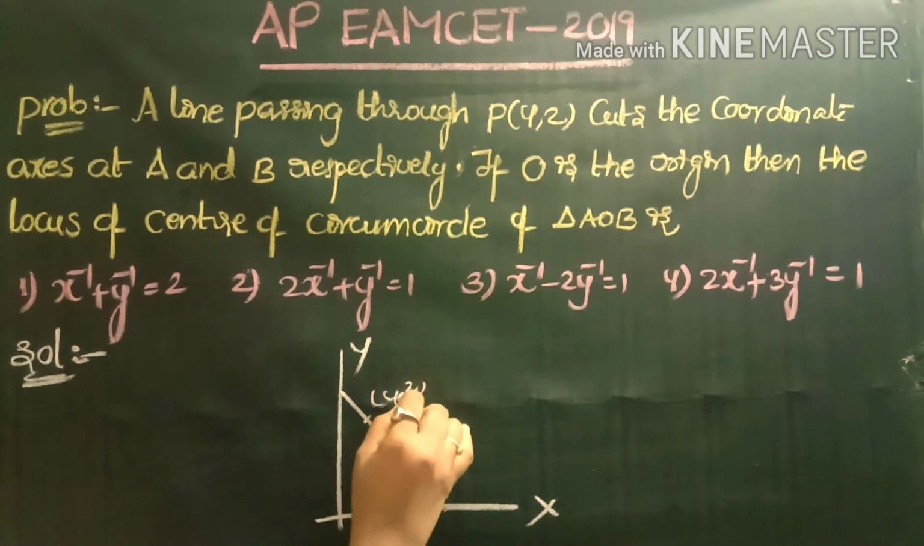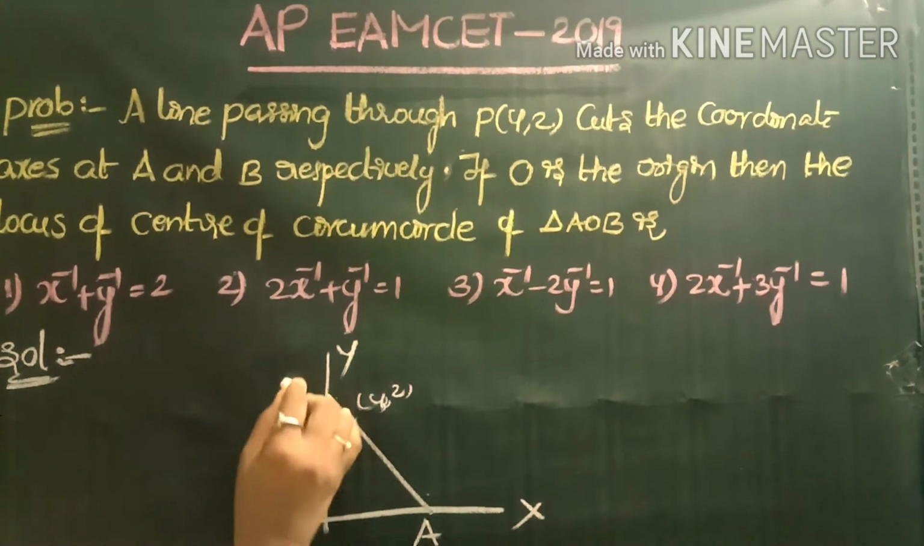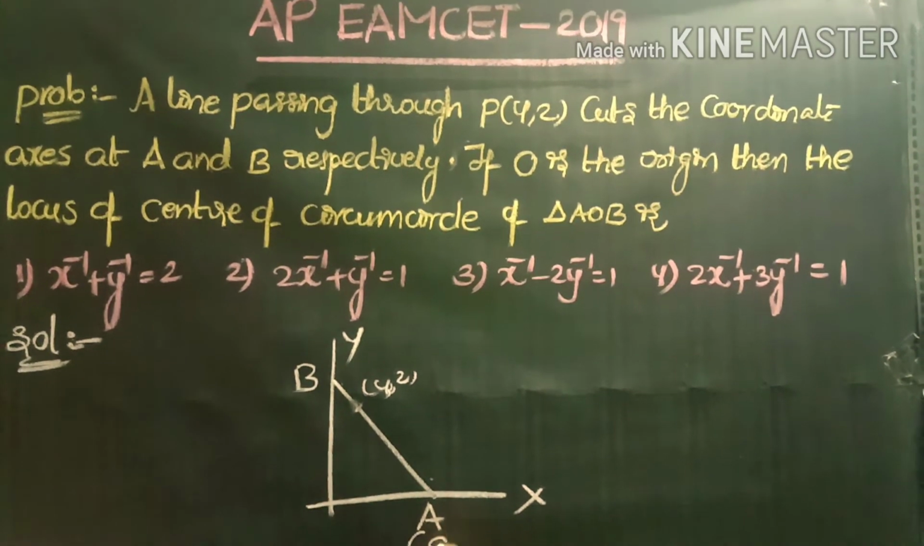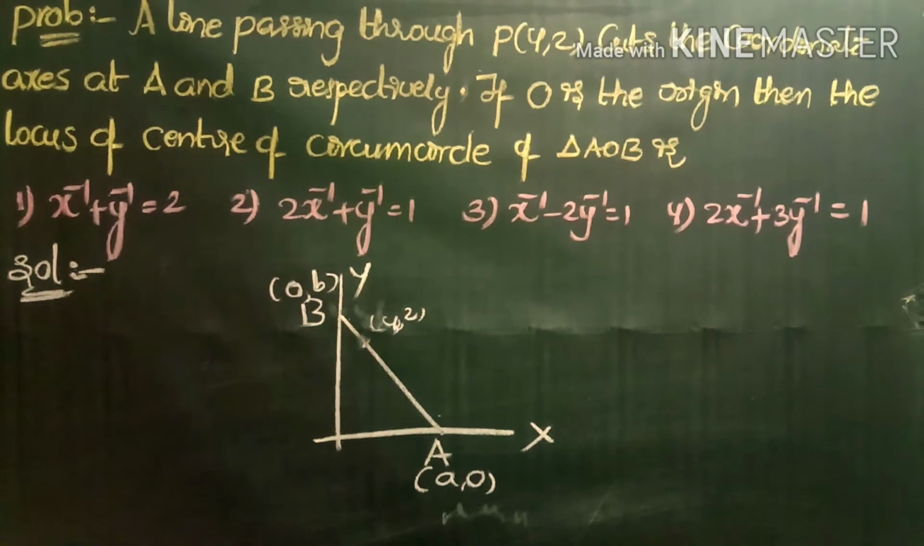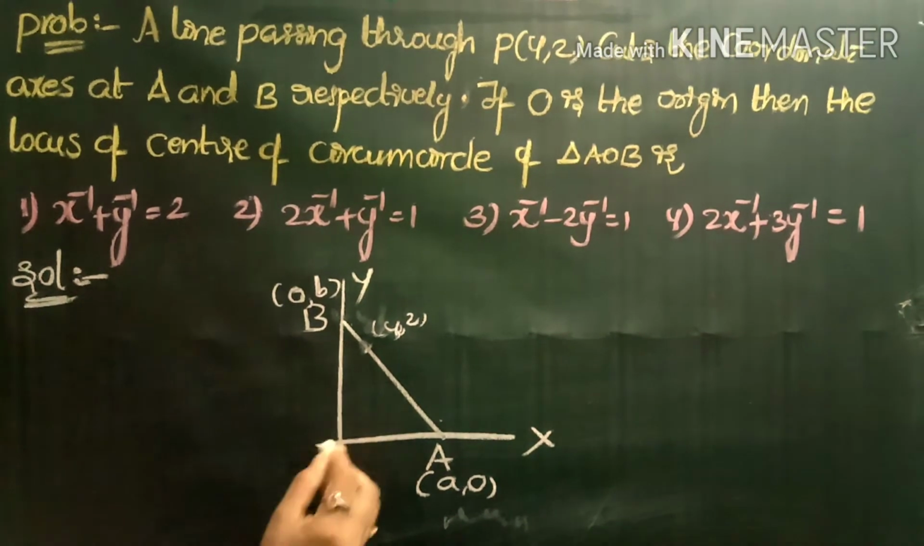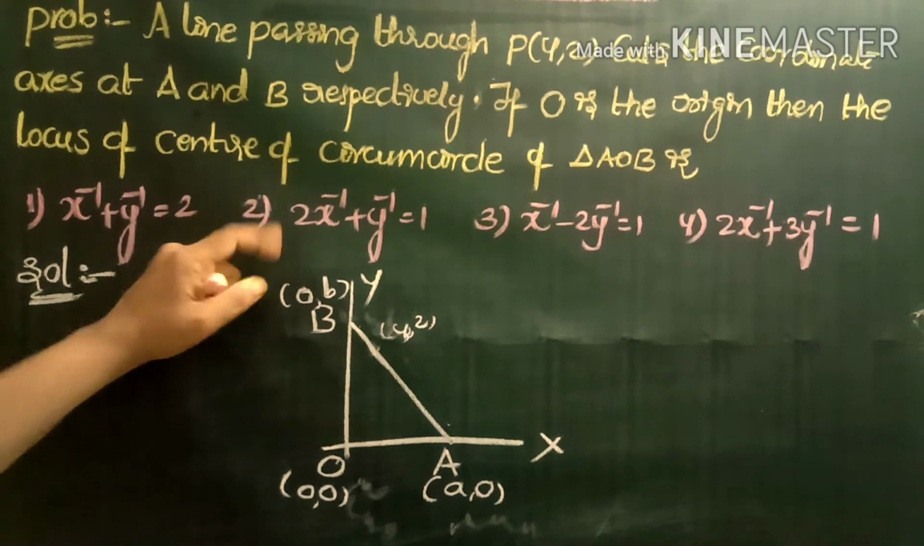This is the point on the straight line which passes through the point (4, 2) and cuts the coordinate axes at the points A, B. That means we take the coordinates of A as (a, 0) and the coordinates of B as (0, b). And O is the origin, given that O is (0, 0). Now, the center of the circumcircle.